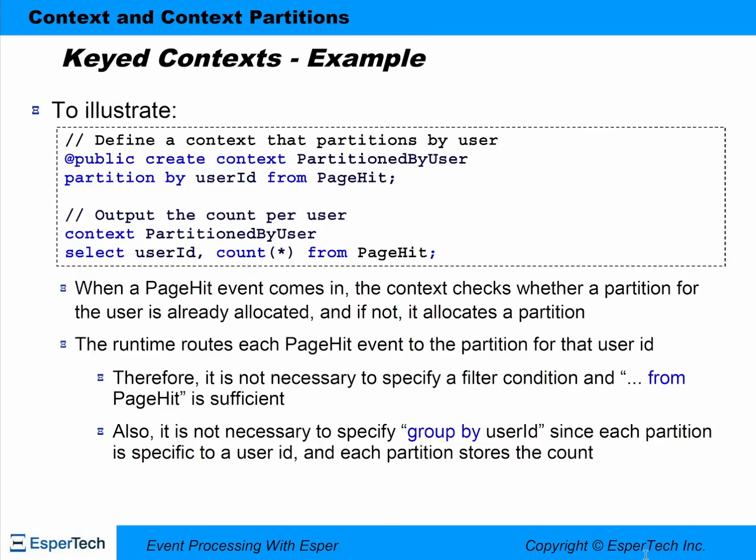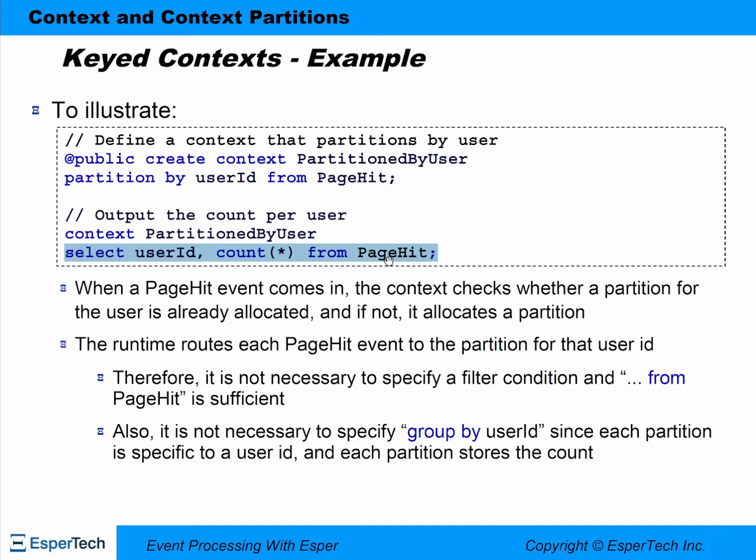To illustrate, the first statement defines a context that partitions by user. At public, create context partitioned by user, partitioned by user ID from page hit. The next statement outputs the count per user. Context partitioned by user. Select user ID, comma, count star from page hit.